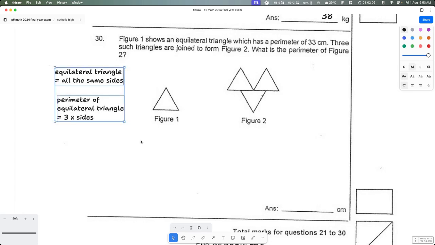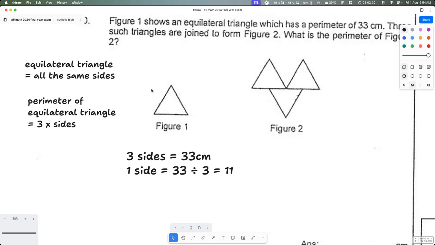Now if we know that the perimeter is 33 centimeters, and 3 sides is 33 centimeters, one side is equal to 33 divided by 3, and this gives us 11. So every side over here is 11 centimeters. Since all the sides are the same, I'm going to draw 1, 2, 3. So we have 11, 11, and also 11 at the bottom.